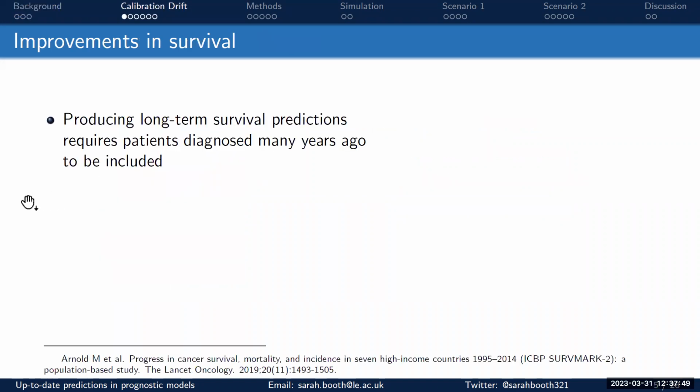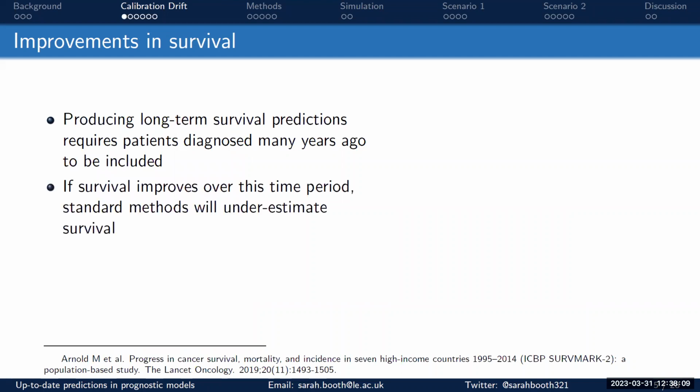When you try and produce these prognostic models for long-term survival predictions, it means that you need to include patients who were diagnosed many years ago in order to have sufficient follow-up time to actually fit these models. For example, if you want to predict 10-year survival, you need to make sure that you have patients who were diagnosed at least 10 years ago to have this amount of follow-up time. But if survival improves over this time period, then just using the standard method and not accounting for these improvements will end up underestimating survival because you've included people who were diagnosed a long time ago who have poor survival.